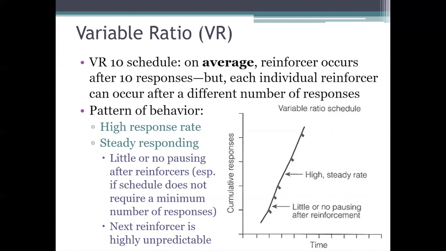And so, guys, what that means is that since the number of required responses keeps changing, reinforcers are highly unpredictable on a variable ratio schedule. By contrast, they're very predictable on fixed ratio schedules. On a fixed ratio schedule, you know that every fifth response or every 10th response should produce the reinforcer. But on a variable ratio schedule, you don't have that same kind of regularity. Again, when the reinforcer is going to occur is a much less predictable event on a VR schedule than it is on an FR schedule.